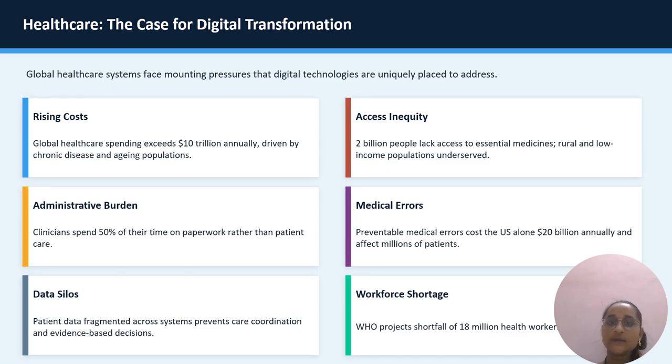And in this slide, I explain the major challenges in healthcare, such as rising cost, lack of access, administrative burden, medical error, data fragmentation, and shortage of healthcare workers. These issues show why digital transformation is necessary to improve the healthcare system.